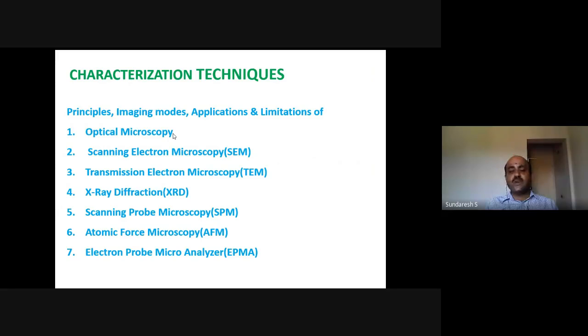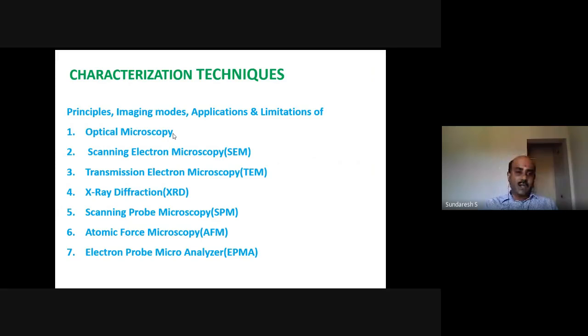So these are the 7 different characterization techniques. We need to discuss the principles, imaging modes, applications, advantages, as well as the limitations. We'll start discussing one by one. Today, if possible, we're going to complete the optical microscopy and scanning electron microscopy. The remaining 4 we'll discuss in the next classes.